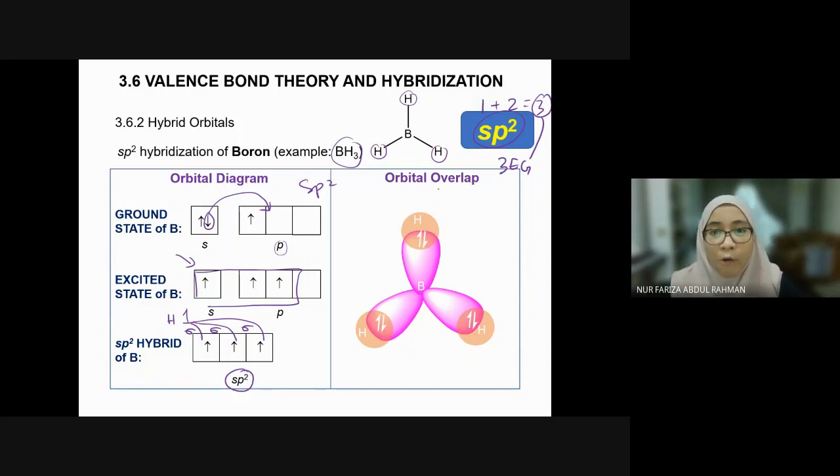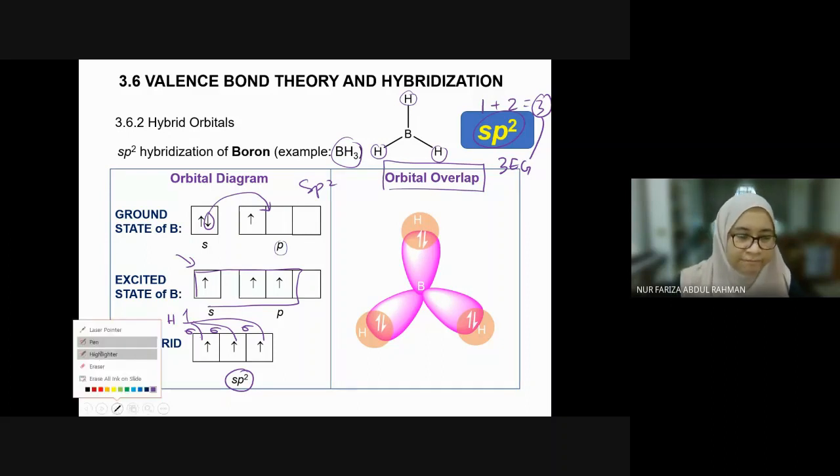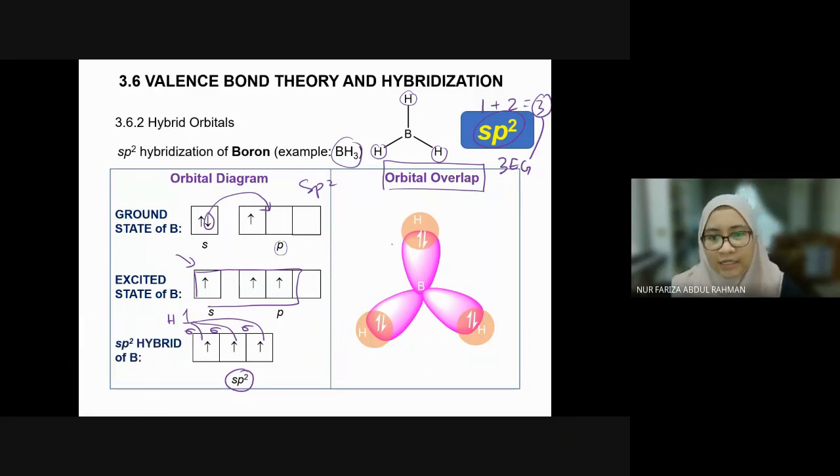So how do we draw the orbital overlap, guys? How do we draw this? Okay, I'll start from the beginning. Let's have green color for boron. Okay, so we know that it is sp2, right? So sp2 means we have 3 lobes, 1 s orbital plus 2 p orbitals, that means you have 3 lobes, 1, 2, 3 in trigonal planar form. So this is for boron.